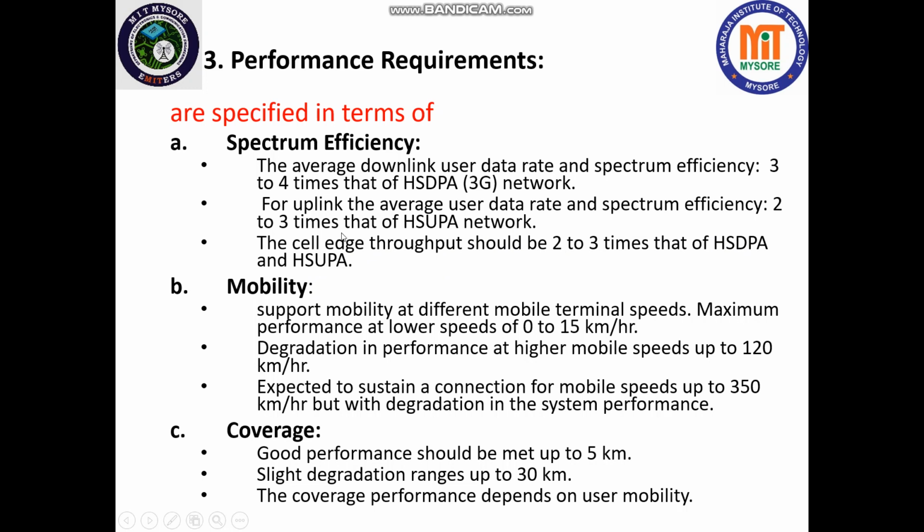So this is about spectrum efficiency, how comparatively the 4G or LTE network is efficient, 2 to 3 times or 3 to 4 times efficient in every other area.